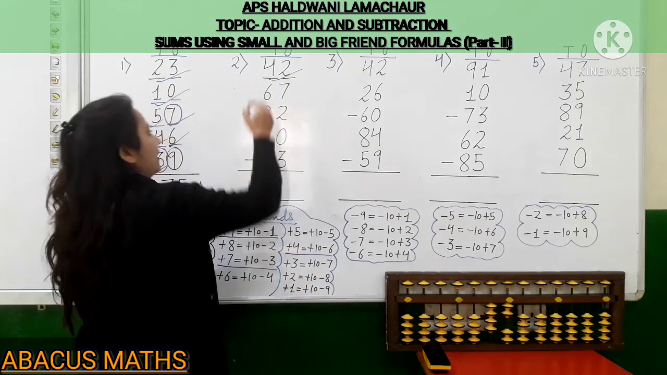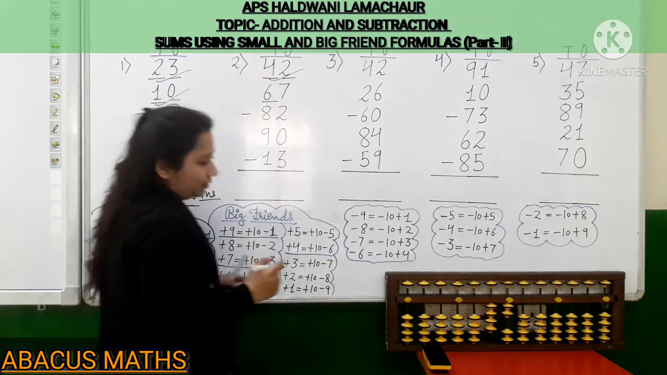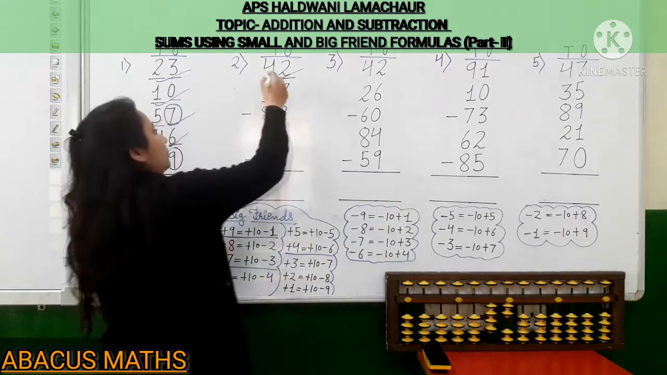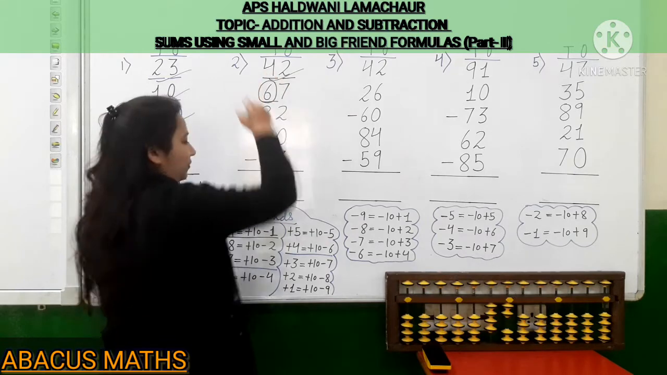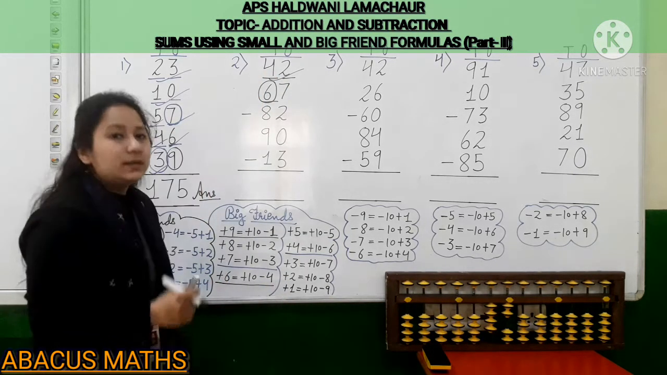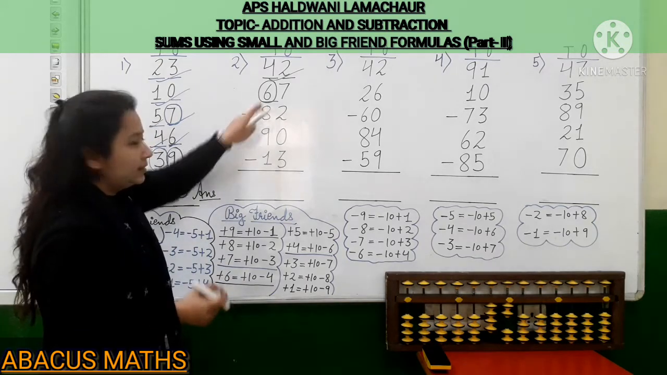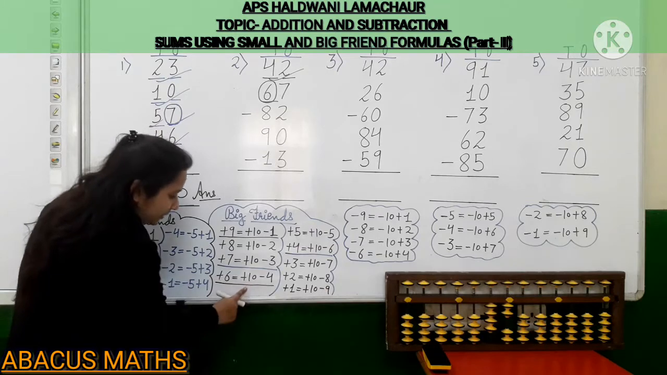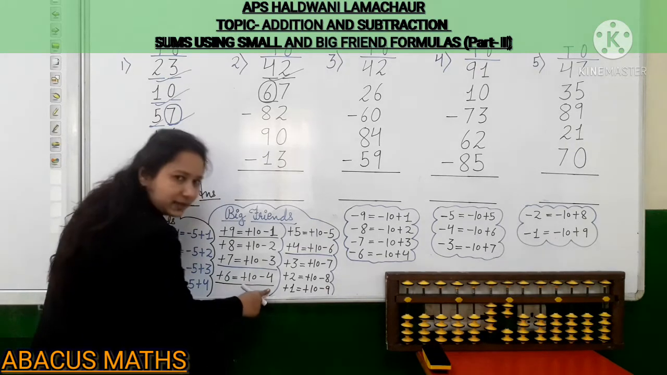Now next, add this 6 in tens rod. Now see, 4 you have already added. So for 6, use the big friend formula. Now for adding 6 kids, see this. You are well aware that 6 is not there in small friends. So directly use big friends. Now for adding 6, there is plus 10 minus 4.